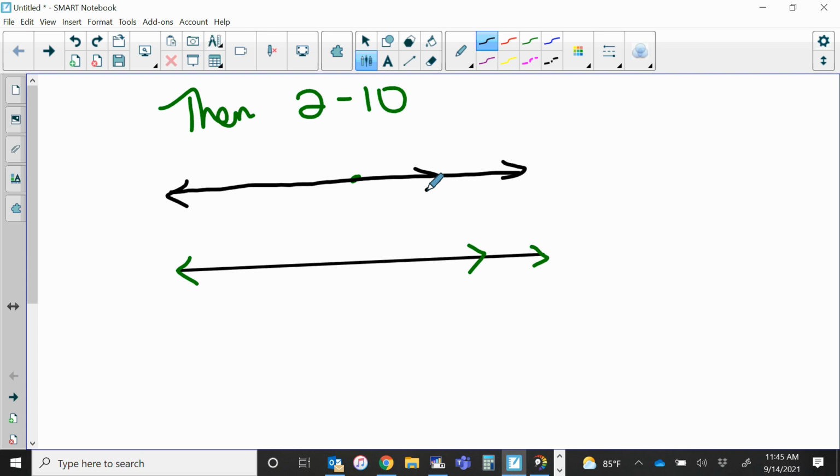This theorem doesn't get a name. That's why it's normally not as important. We call it theorem 2-10. That is its name. The definition is through a point, not on a line, there is one and only one line parallel to the given line. So there's a given line, there's a point, there's only one line that goes through it that's parallel to the other one.